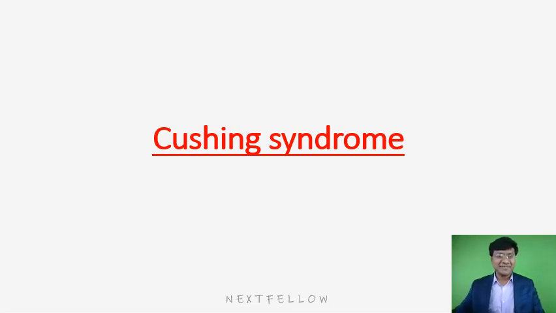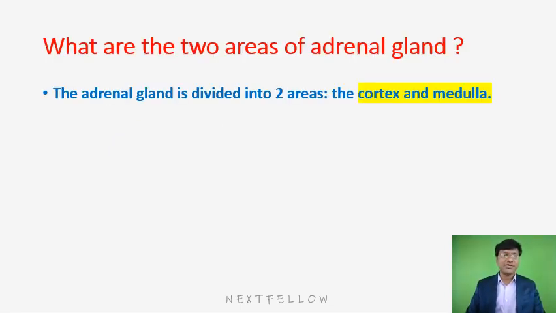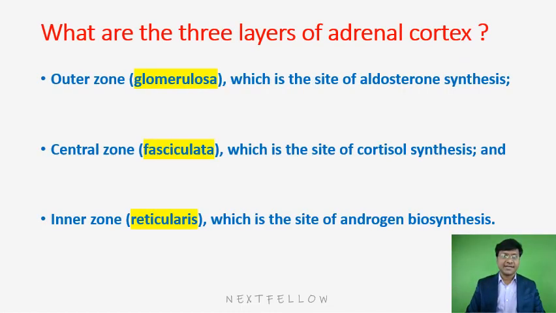In this session, I'll be discussing a very important topic in endocrinology, that is Cushing syndrome. So I'll just give you a quick recap of this topic. First of all, you need to know that the adrenal gland has two important areas, that is the adrenal cortex as well as the adrenal medulla. So these are the two areas of the adrenal gland.